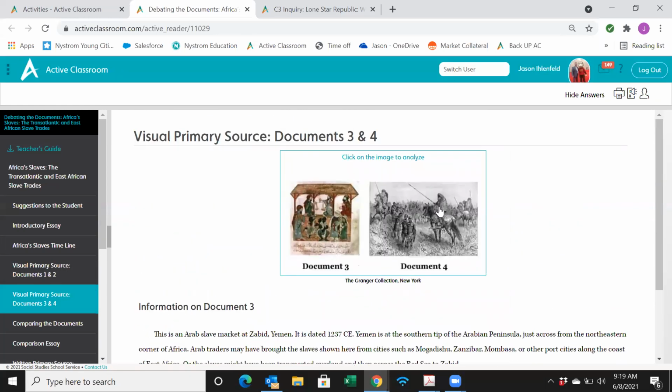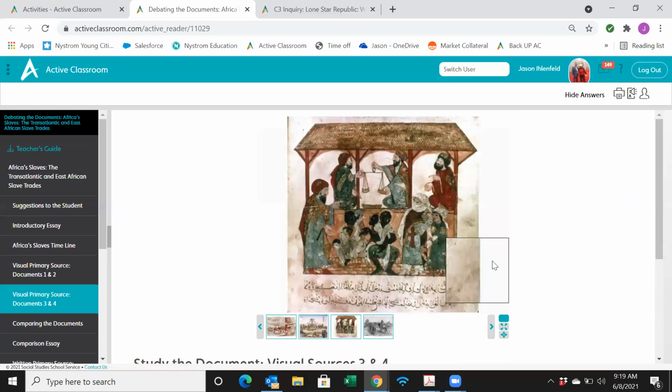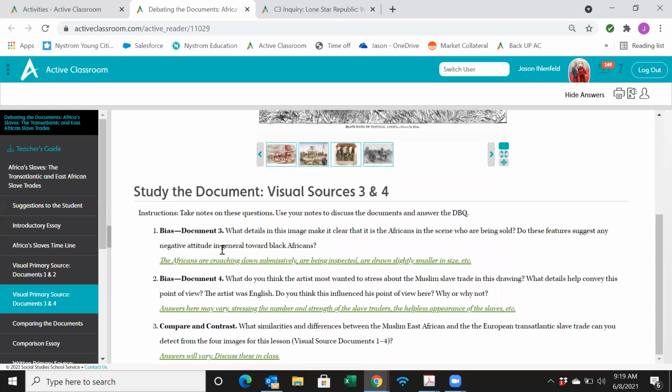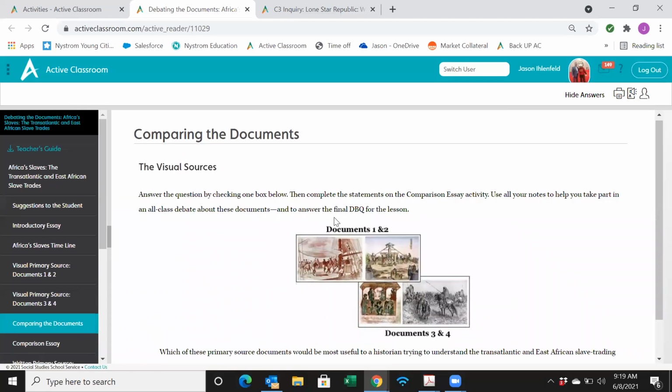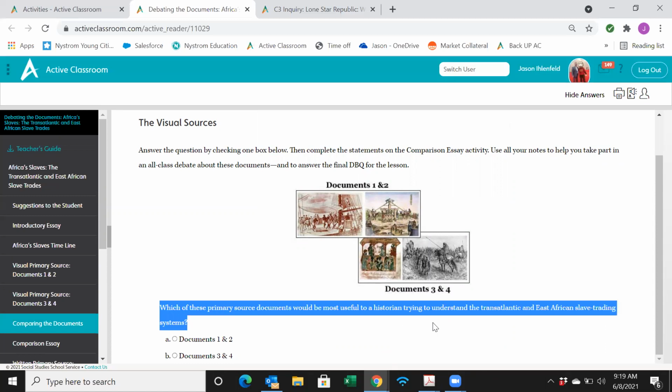And again, some background information on this here. And we're going to look at these documents here. And the students, again, are going to answer new questions down below about these, recognizing bias and compare and contrast. After they've done that, this is where the debate steps in. So the students have to then select and answer this question: which of these primary source documents would be most useful to a historian trying to understand the transatlantic and East African slave trading system?